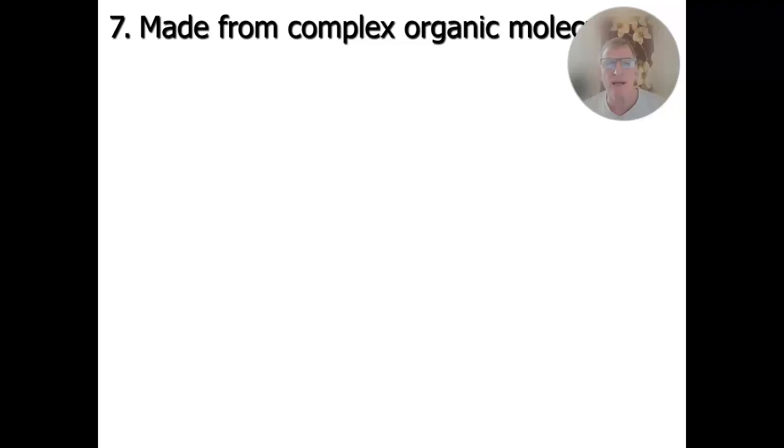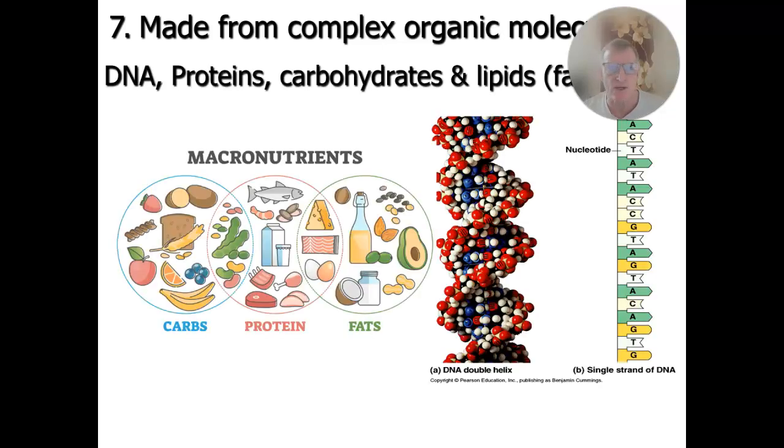All living things are also made up of complex organic molecules, right? So we're going to study, in biochemistry, 4 of those important molecules, right? So DNA, the genetic material within all living things, right? Proteins, carbohydrates, and lipids. A common phrase for lipids is fats. These are the important biomolecules that we're going to be studying in biology. Carbohydrates, proteins, fats, and DNA, or nucleic acids.